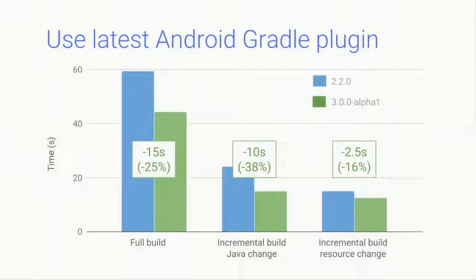And this was the result that I got after switching the Santa Tracker project from the old 2.2 plugin to 3.0 Alpha 1. Now, you can see that immediately we shaved off 25% from the full build, 40% from the incremental Java change, and about 16% for a resource change. Not bad for updating to the latest plugin.